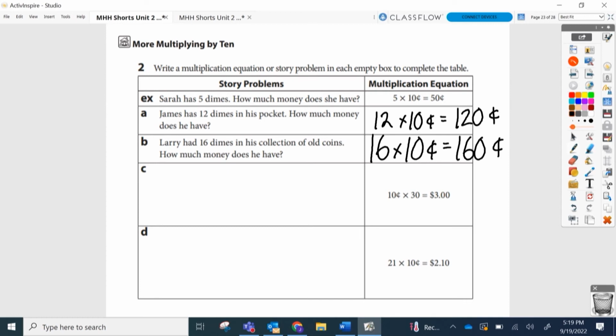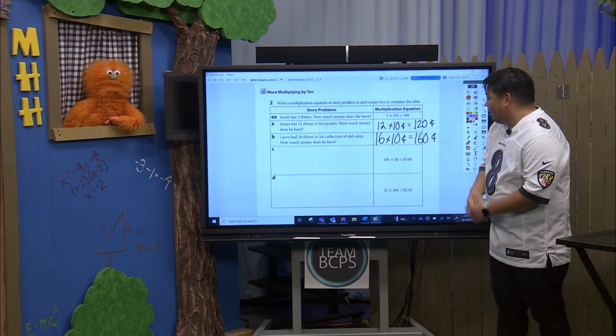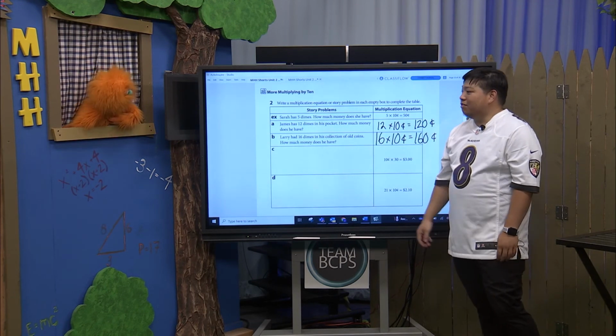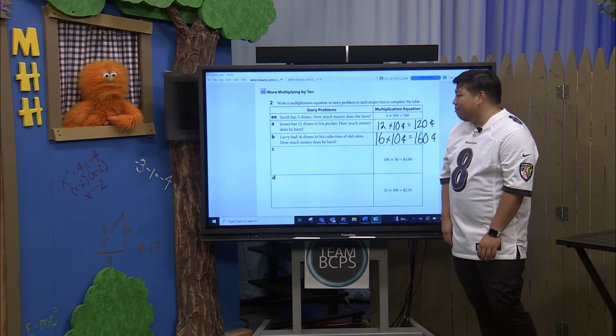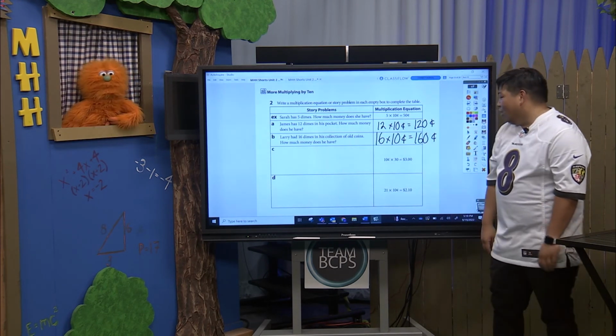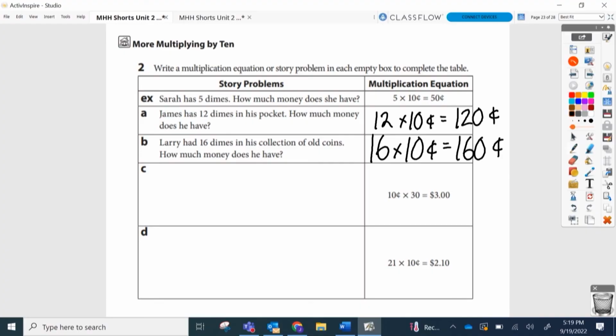All right, perfect. So now we have 2 story problems. Yes. So Max had 30 dimes in his left sock shoe and 21 dimes in his right sock shoe. Yes. And altogether, he had $3 and $2.10. And if we want to do some quick math, that's $5.10 Max had in his sock shoes.